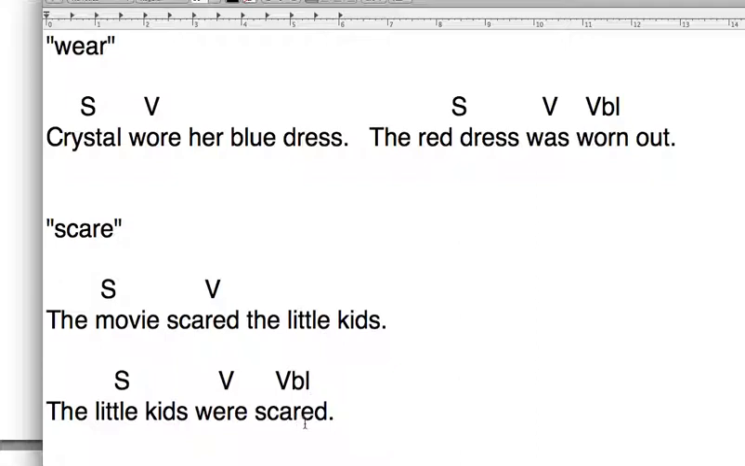Don't label this as a verb, even though the word scare could be a verb. This is describing what the little kids were.